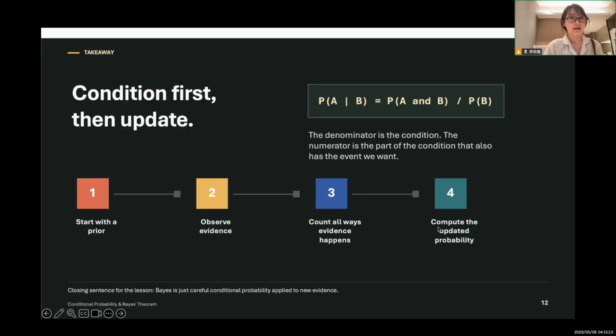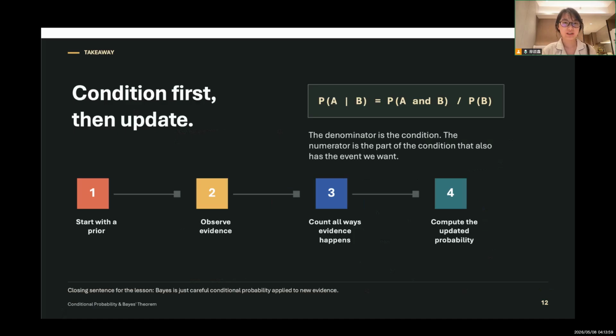Hi everyone, today I'm going to teach one important idea in probability, conditional probability, and then we'll use it to understand Bayes' theorem. The title is From Clues to Chances, because many real probability questions are not about guessing from zero. Usually we already know something and then we receive a new clue. After that clue appears, the probability can change. In this lesson, our main question is, how should we update a probability correctly?